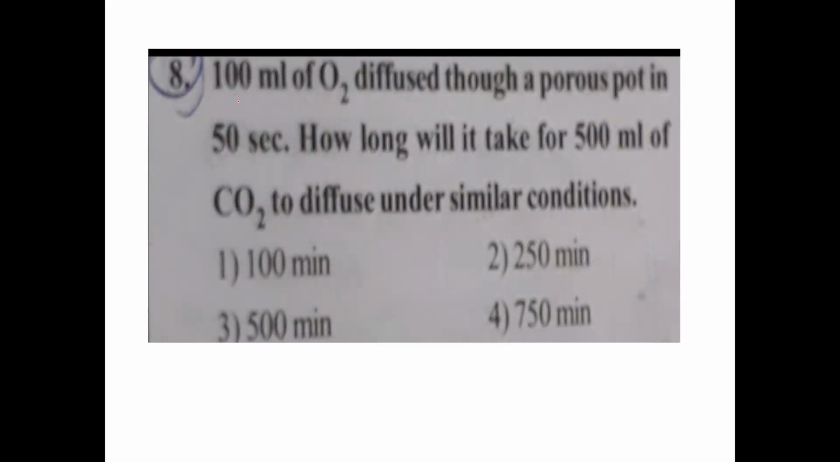Next, 100 ml means volume is given. 100 ml of O2 gas. O2 gas gram molecular weight, how much? Gram molecular weight 32 grams per mole. And volume is given what? 100 ml given here. Diffused through a porous spot. Here, what is rate of diffusion? Rate of diffusion is equal to volume of oxygen diffused divided by time taken. Okay, O2 means oxygen here. Through a porous spot, porous spot means small hole, in 50 seconds.